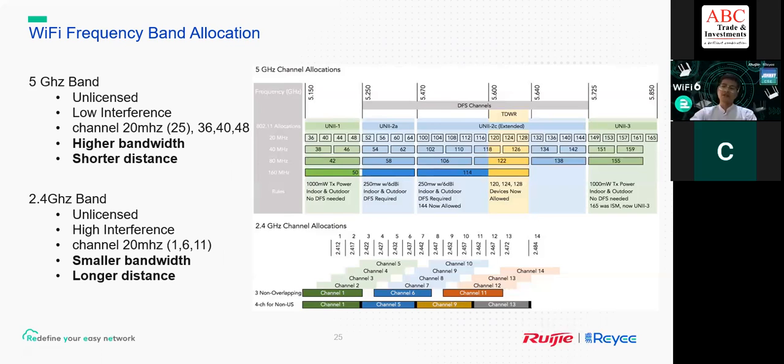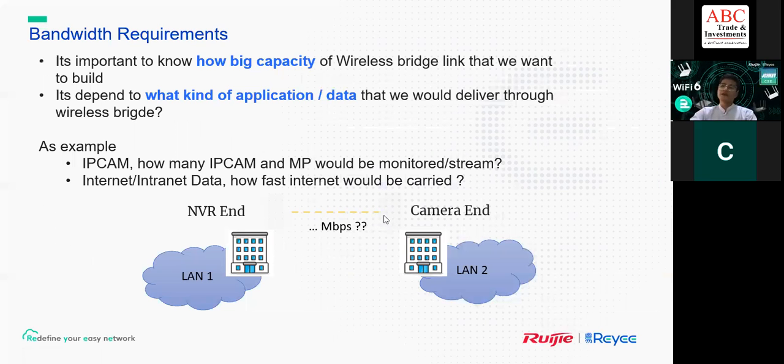Another thing we need to know about is the bandwidth requirements. This is really important in your scenario. What do you want to use it for? Do you want to use it for data transmission, or for a camera solution? For the camera solution, you don't need to worry about bandwidth as much as for internet extension. If you are doing internet extension, you have to calculate how much bandwidth you need for the scenario. So it is important to consider the bandwidth.